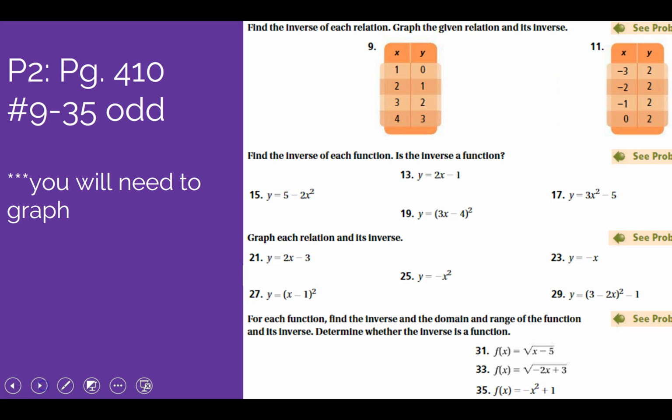Okay, homework. I did put the picture up here this time. All right, so you are page 410, 9 through 35. All of them odd. You will need to graph some of them. Looks like the first and third section you have to graph. Looks like you do domain for the last piece, so just make sure you read the directions, okay? If you don't have graph paper, my suggestion, take your piece of paper, lay it on top of the graph from the notes, and you can kind of trace it. Okay? If you don't have graph paper.